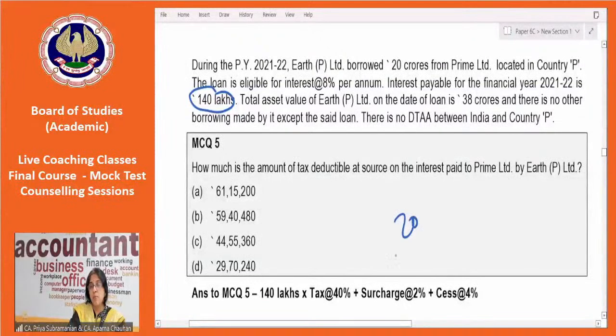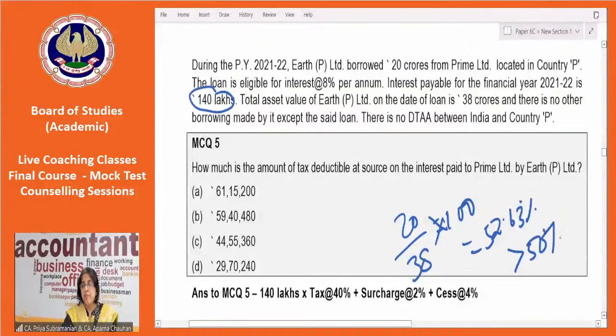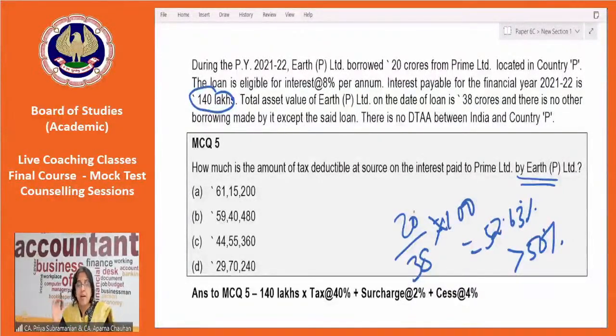There's no DTA. So what is the percentage of borrowing? The borrowing as a percentage of fixed asset, it comes to 20 divided by 38 into 100. It's 52%, 52.63%. So it exceeds 50%. So it's an associated enterprise. Anyway, it doesn't so much matter in this case. In this case, they have just simply asked you what is the amount of tax deductible on the interest paid to Prime Limited by Earth Limited.